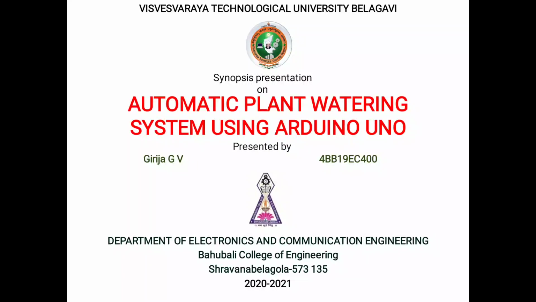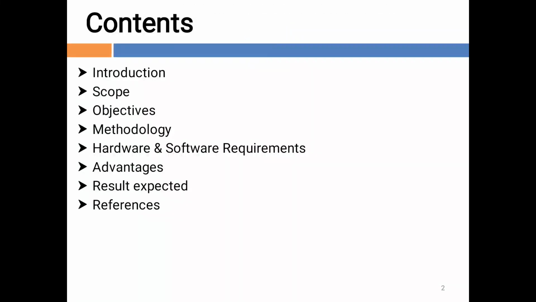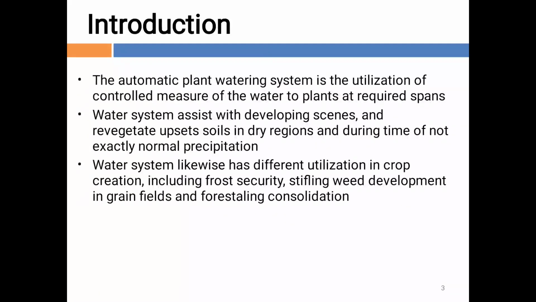Let us discuss about the project of automatic plant watering system by using Arduino Uno. Let us discuss about the contents. Introduction, scope, objectives, methodology, hardware and software requirements, advantages, result expected, references.